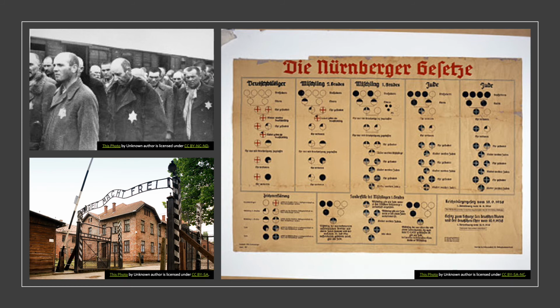And here's just some pictures of that. Initially, one of the things you can see in the top left picture is that he made Jewish people wear the Star of David to identify them as Jews, so everyone in public knew who they were.